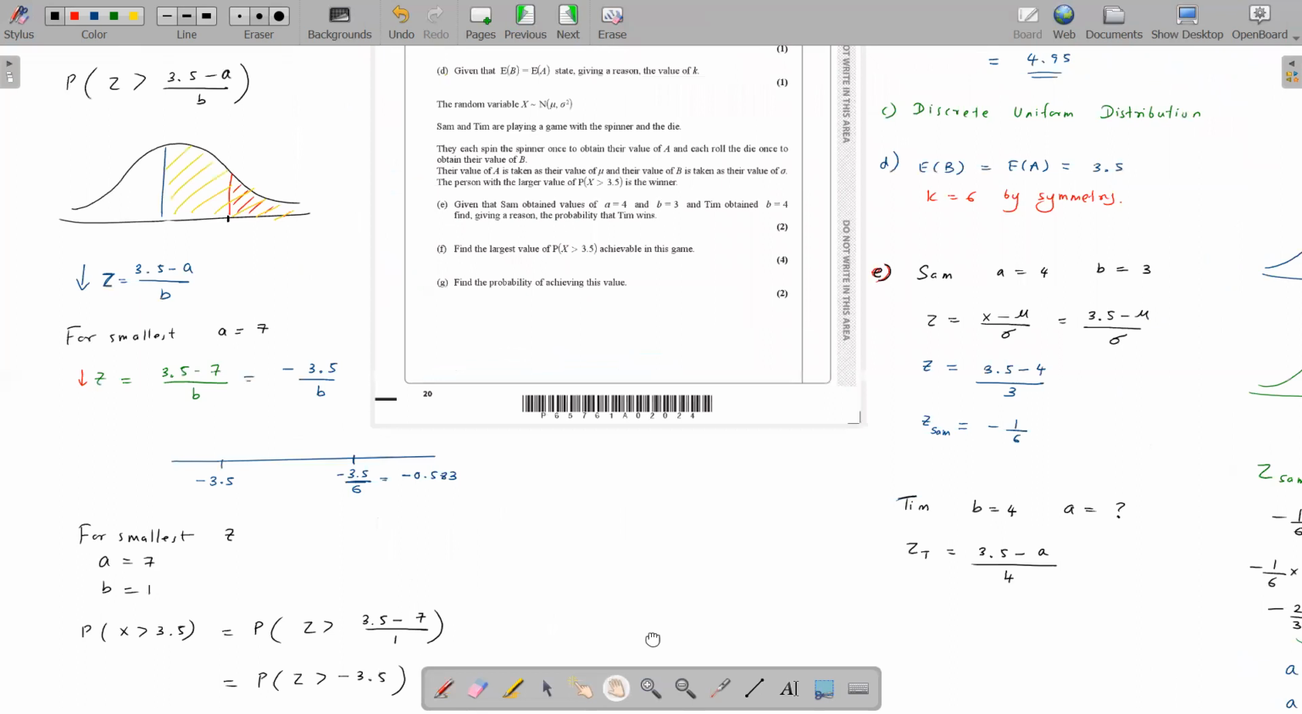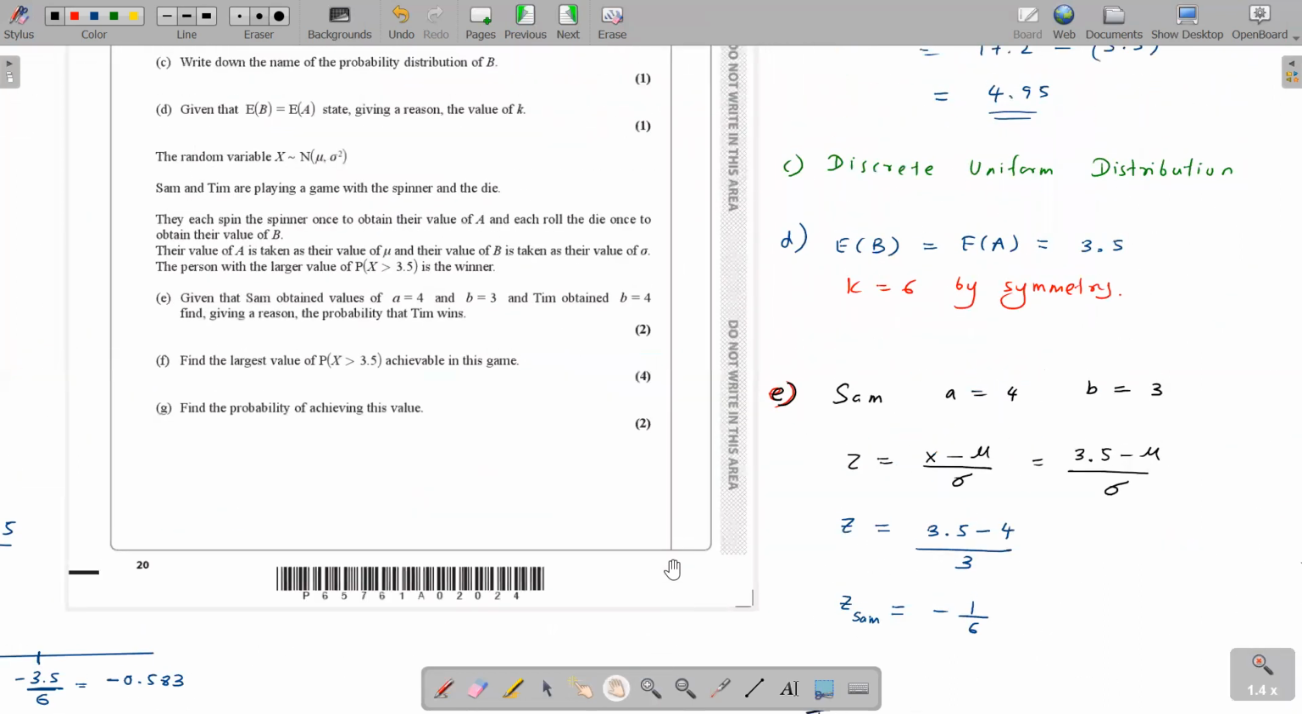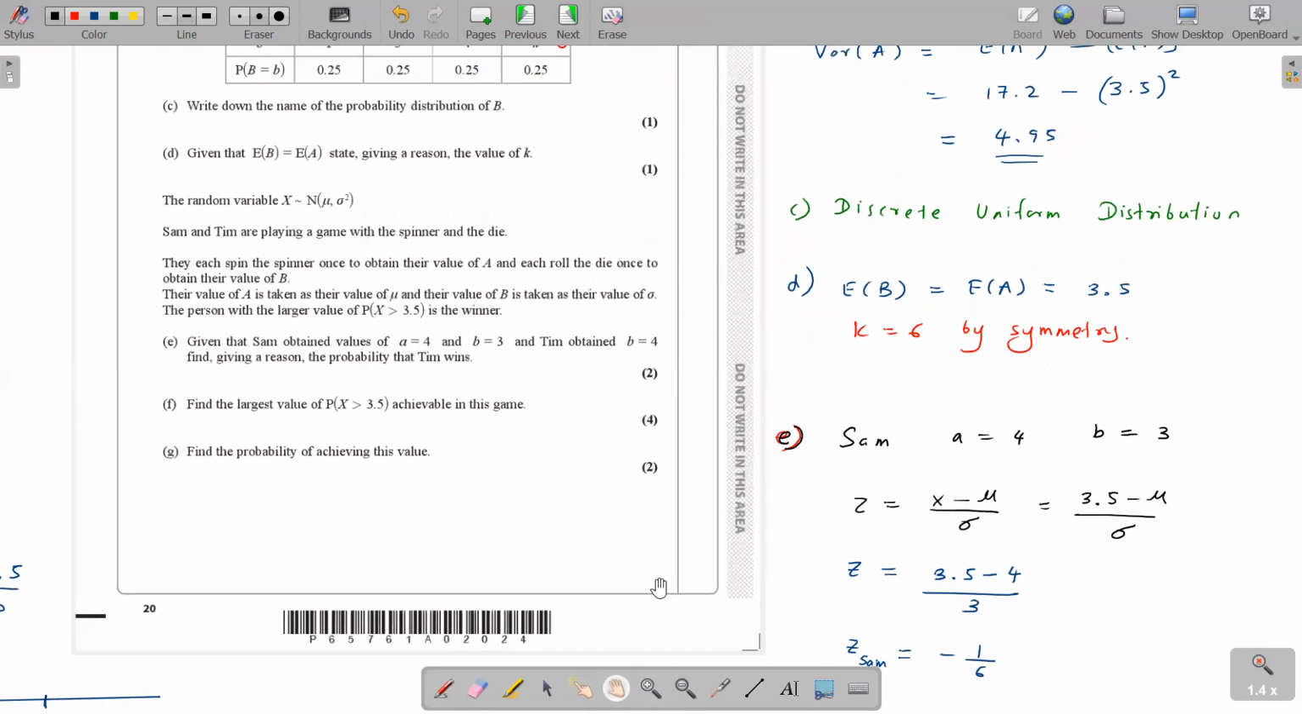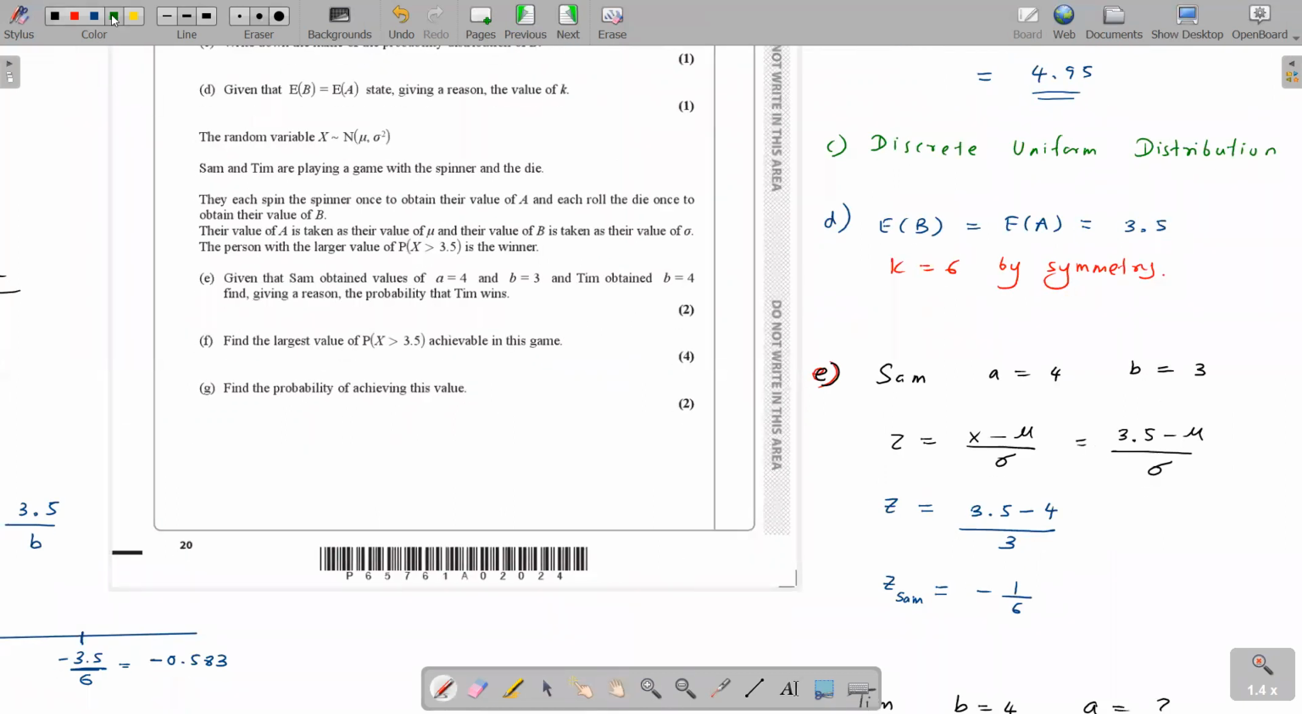So we'll move to the last part. Find the probability of achieving this value. What do you mean by the probability of achieving this value? To achieve this value, what is required? You need your A to be 7 and you need your B to be 1. Are you with me? A should be 7 and B should be 1 in order to achieve this value.